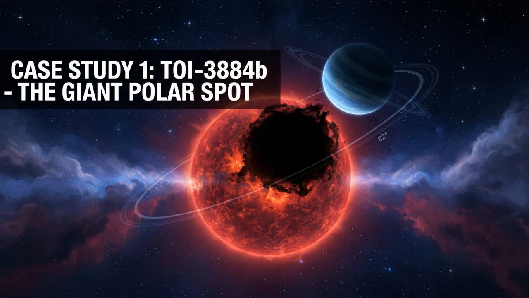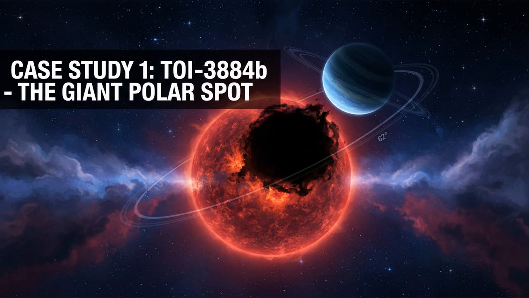First, let's talk about the system TOI 3884b. This is a system located about 140 light-years away in the constellation Virgo. It consists of a super-Neptune planet orbiting a small M-dwarf star. M-dwarfs are red dwarfs, the most common stars in the galaxy. In 2025, a team using the Muscat 3 and Muscat 4 multicolor cameras turned their gaze to this system, and the light curves they got back were bizarre.